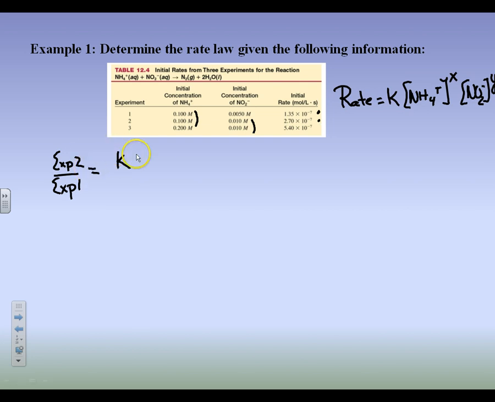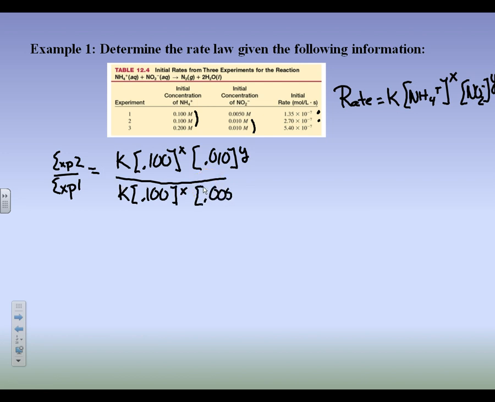Equals, so I'm going to write the rate laws, plug in numbers from the data: 0.010 to the y, divided by my nice straight line, 0.100 to the x, 0.0050 to the y, and this is equal to 2.70 times 10 to the negative 7th divided by 1.35 times 10 to the negative 7th. Okay, so I've set up my rate laws, dividing the 2 experiments.